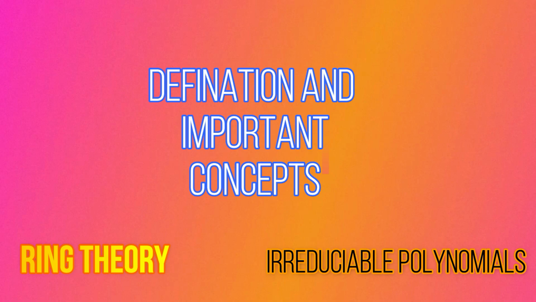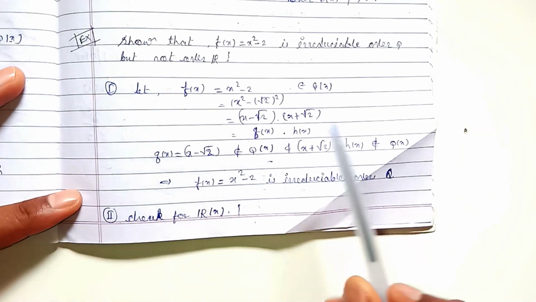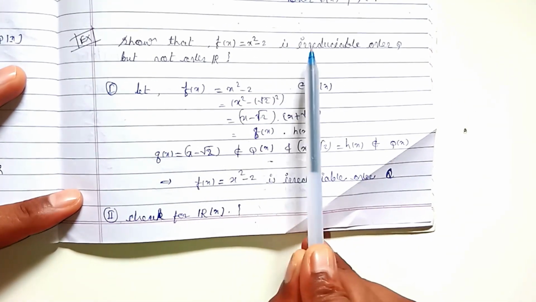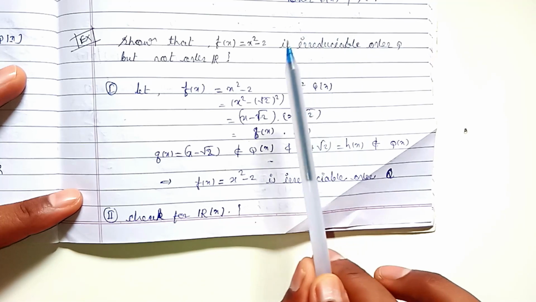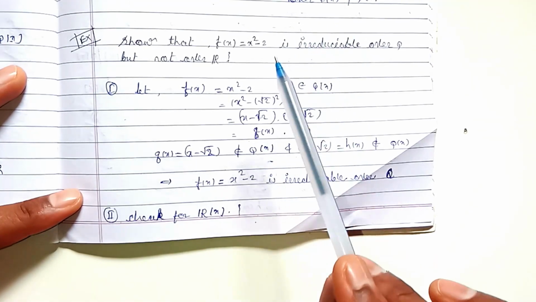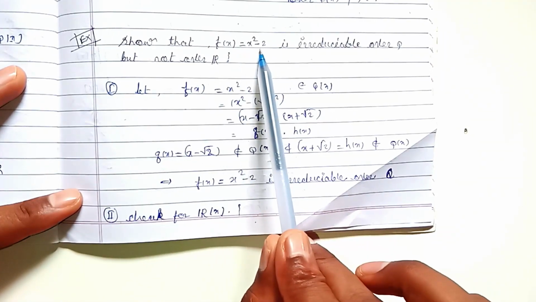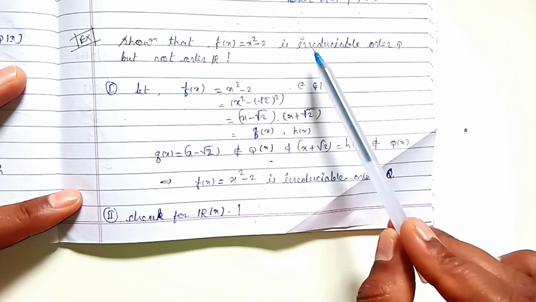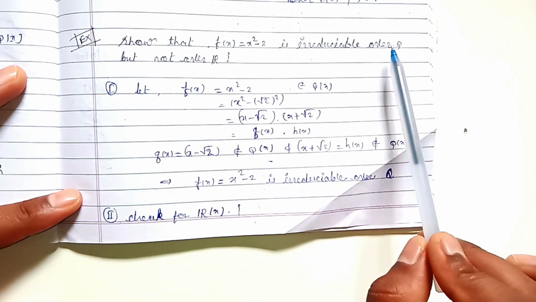So let's get started with today's solution. I will explain all the definitions along with the example. We have a question from ring theory, which is completely based on irreducibility over some ring. Here we have the polynomial f of x equals x square minus 2, and we have to check whether it is irreducible over Q or not.